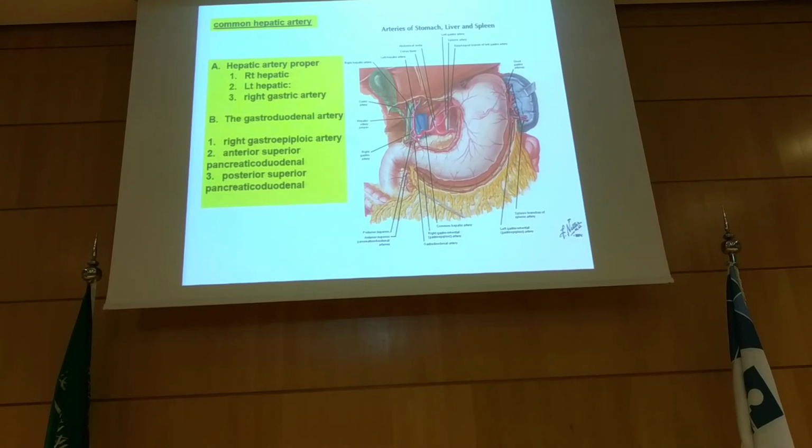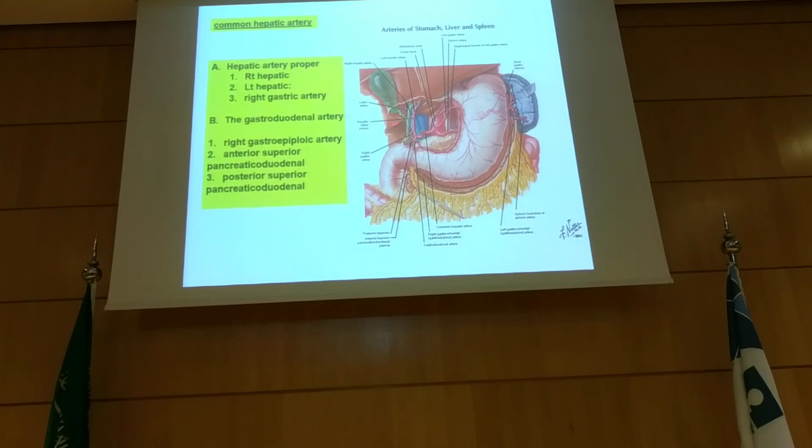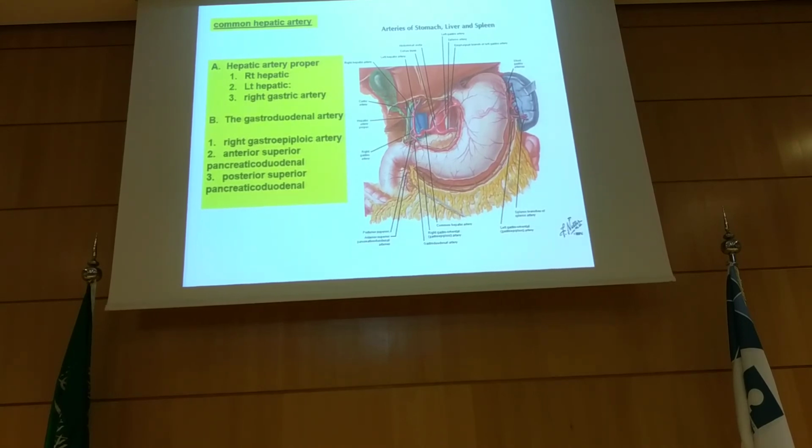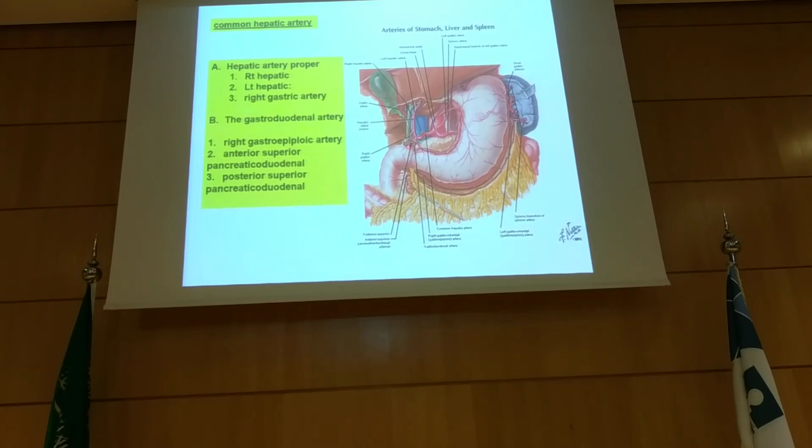Now what happens to these arteries? The hepatic artery proper is going to divide into right and left hepatic, right? And from the right hepatic you will have the cystic artery. You still remember the Calot's triangle? Yes. Okay? And also from the hepatic artery proper, we will have this branch that will go on the lesser curvature of the stomach. What are we going to call that? Right gastric. So we have now left gastric and we have right gastric running on the lesser curvature of the stomach.